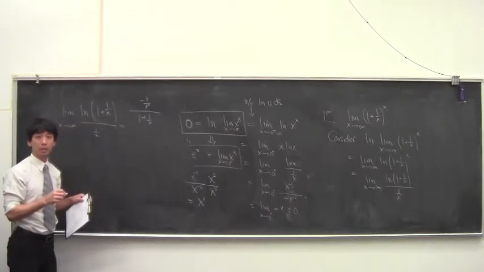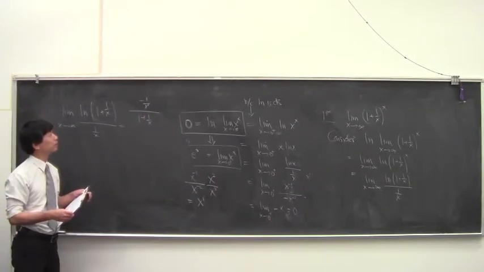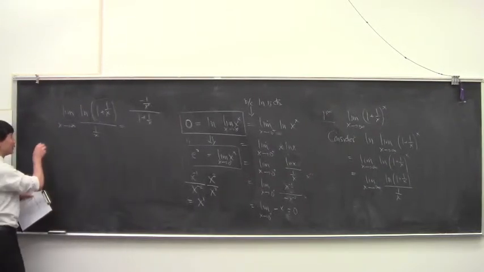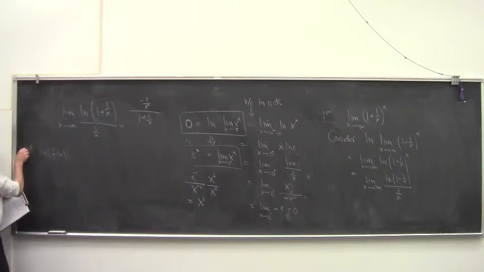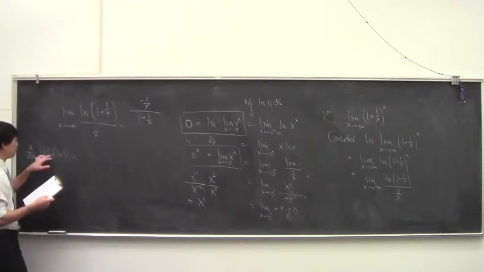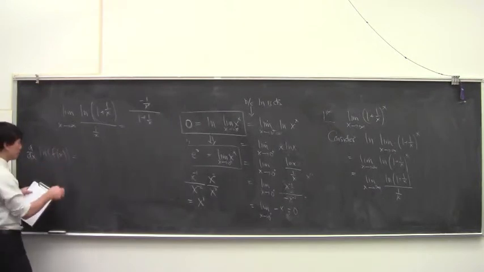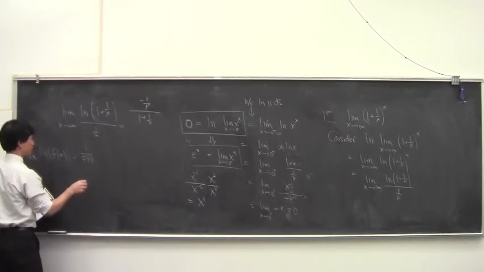Wait, isn't it like chain rule? By the chain rule. Okay. The natural log of f of x, if I differentiate this with respect to x, I'm going to get the derivative of the natural log evaluated at f of x. So I get 1 over f of x.